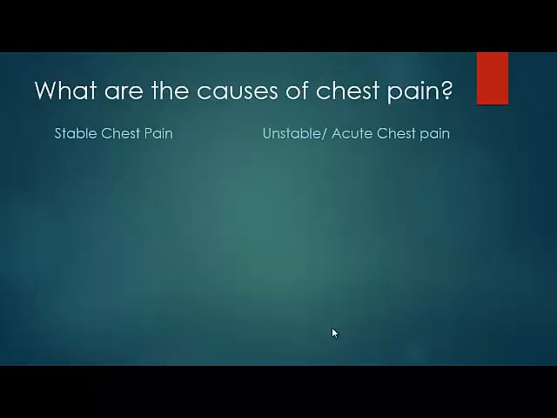So, just to recap the different causes of chest pain. If we classify chest pain broadly into stable chest pain and acute or unstable chest pain, what are the causes of stable chest pain? So angina is not a cause, it's a manifestation, it's a symptom. Coronary artery disease, that's the commonest cause. What else can cause symptoms of stable chest pain or angina?